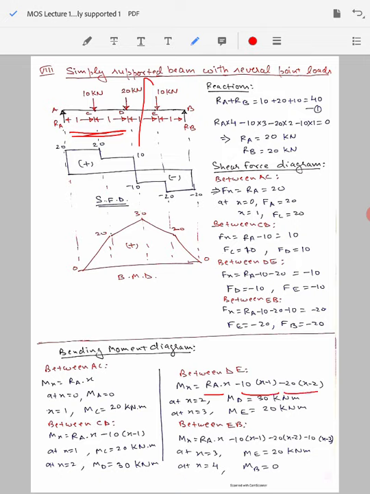So the moment will be force 20 multiplied by the distance x minus 2, and when we put the value of x equal to 2 and x equal to 3 for the extreme ends, we get the value of MD and ME as 30 and 20 kilonewton meter.